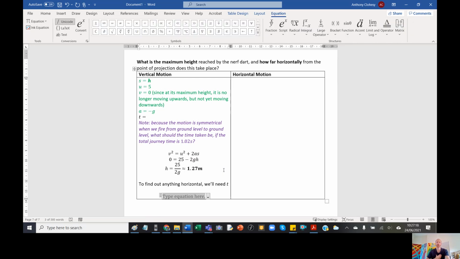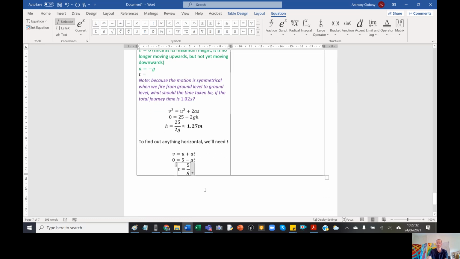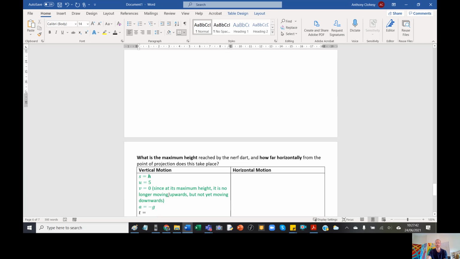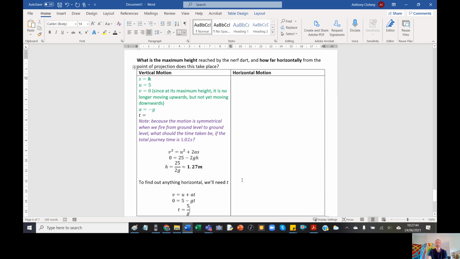In fact, now we've got u, v, a, we need t. The easiest way is v equals u plus at, which gives us 0 equals 5 minus g times t. t equals 5 over g. You might recognize that. We had t equals 10 over g up here. It's an even more convincing way. If you've got an unsimplified version, you'll be able to convince yourself that it is exactly half. 10 over g, 5 over g.